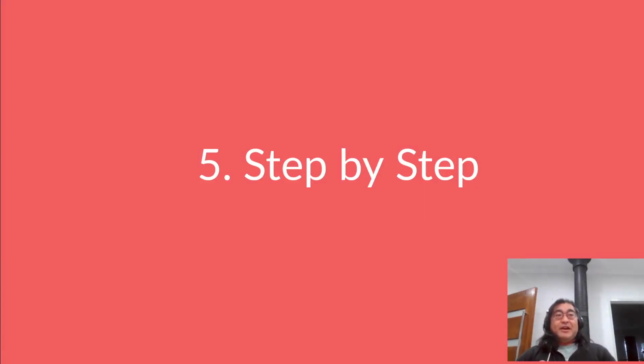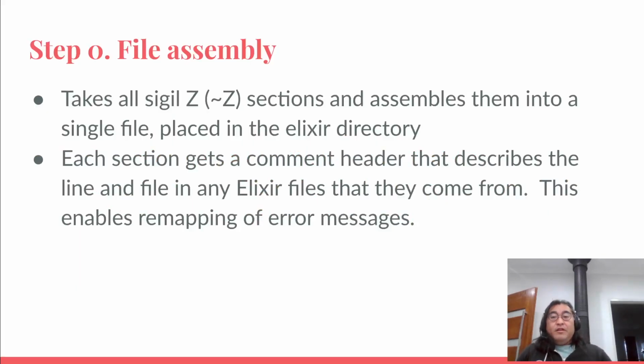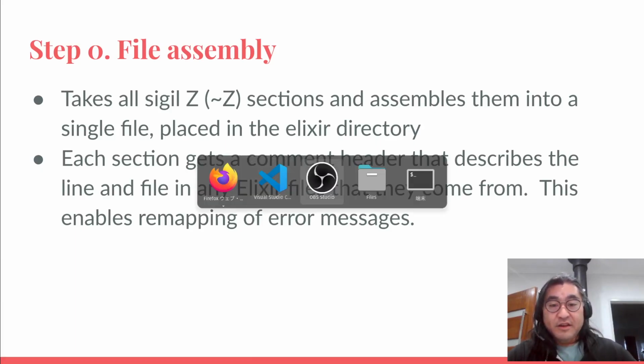So let's talk about how this happens and how this works in a more step-by-step fashion. Well, the first thing I have to do is something I call file assembly. So what this does is it goes through the module and finds all the sigil Z sections and assembles them into a single file placed in the Elixir directory. So let's take a look at that.